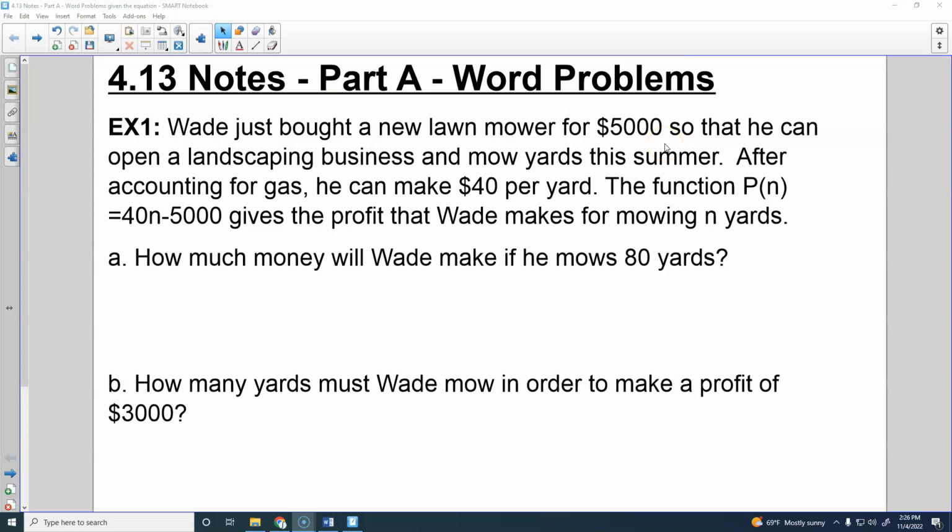I do not mow the yard, so I don't know. I got enough things to do. I don't need to mow the yard too.